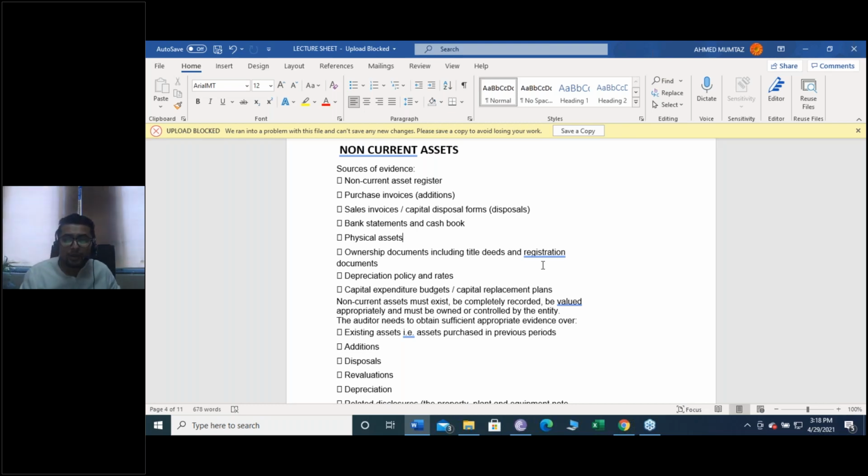So, physical assets. Let's say there is a car parked outside my office and I'm claiming this car belongs to my company. Are you going to blindly trust? Even if that car is branded with my company's name and logo, are you going to trust that the car belongs to the company? No, you would like to verify the ownership of that car. Maybe you would like to verify the title deeds of the property. Maybe you would like to verify the registration document of that particular car. Maybe that car is a rented one. So when you verify the registration document, you will be able to verify the ownership or the rights of that particular non-current asset.